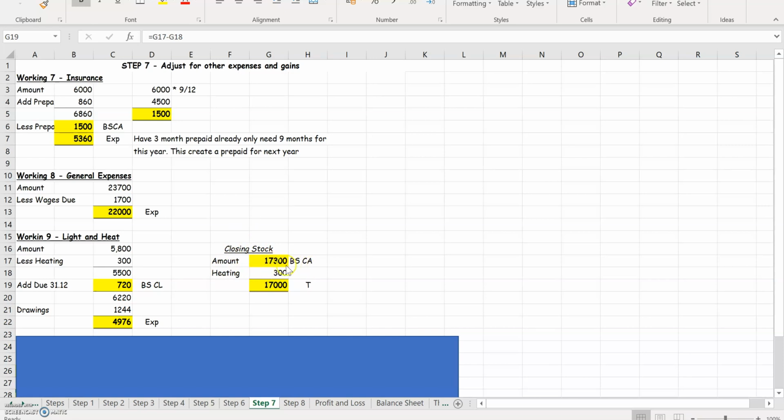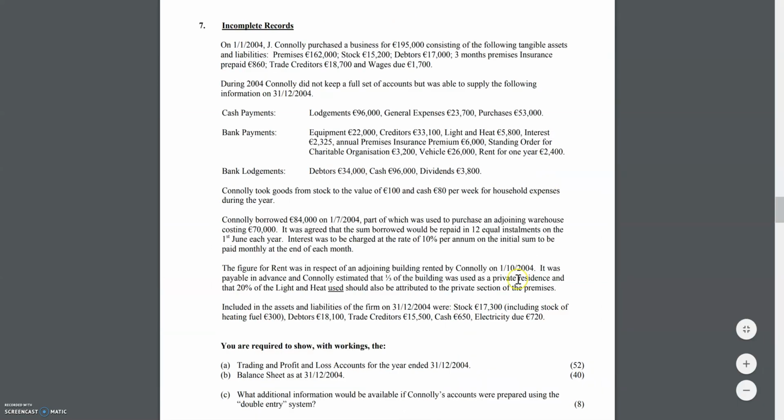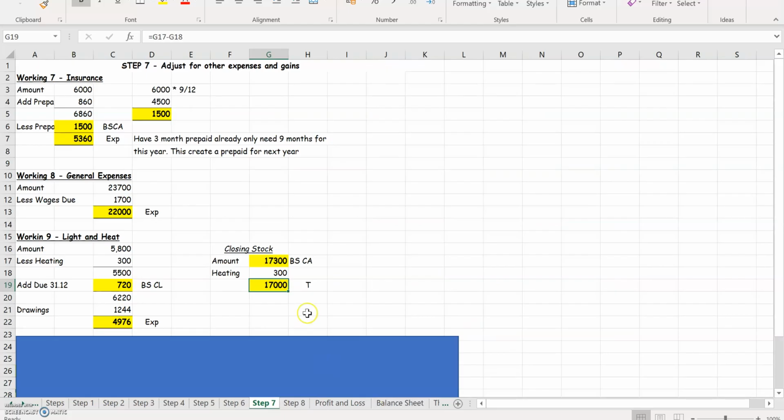Remember that 17,300 is made up of your closing stock and your closing stock for fuel as well. So this 17,300, that will still go in. So it's not going to be 17,000 because we still have the heating oil as a closing stock as well, of this 300. So just be careful with that. The trading account will be 17,000, and this 17,300 is going to be part of your current asset closing stock, which is your closing stock of 17,000 and your closing stock of your heating oil as well.